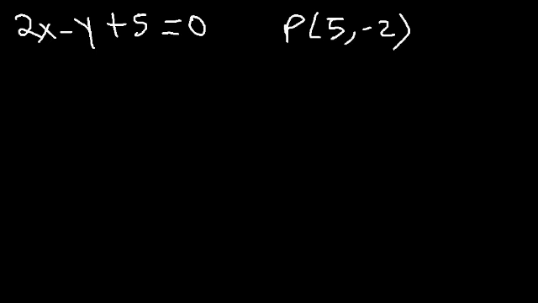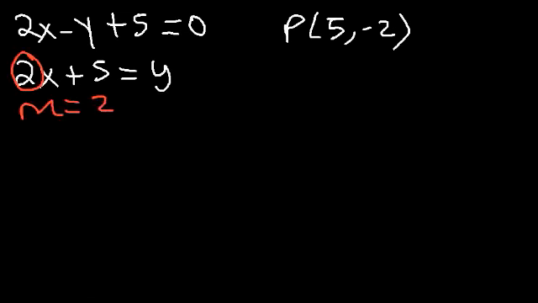So let's get the slope. To do that, we need to change this equation into slope-intercept form. So let's solve for y. Since we have negative y on the left side, let's add y to both sides. So it's going to be 2x plus 5. If y is negative on the left side, it's going to be positive on the right side. So we can see that the slope of the line is 2.